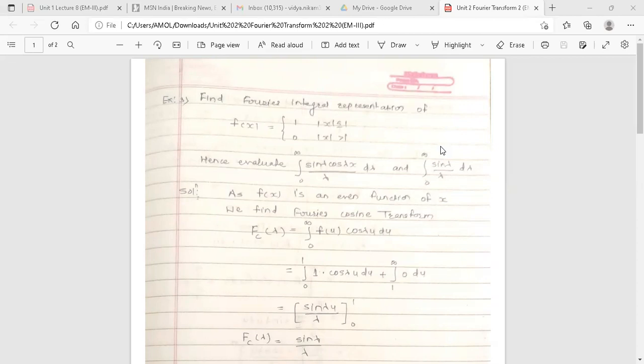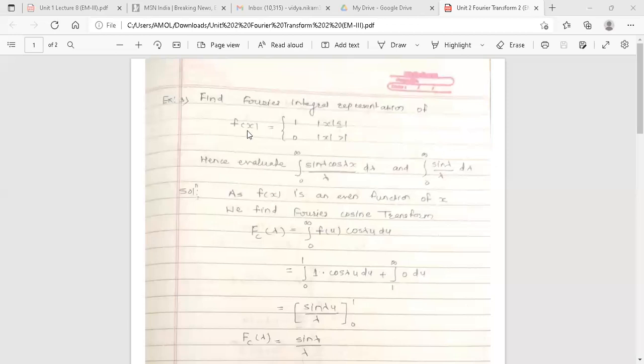Okay. Now, the solution for this example. Find the Fourier integral representation means you find the inverse Fourier transform for the given function. To find the inverse Fourier transform, first we have to find out the Fourier transform, because to find the inverse Fourier transform, we require the Fourier transform. Now, to find the Fourier transform, you first check whether it is an even function or an odd function.